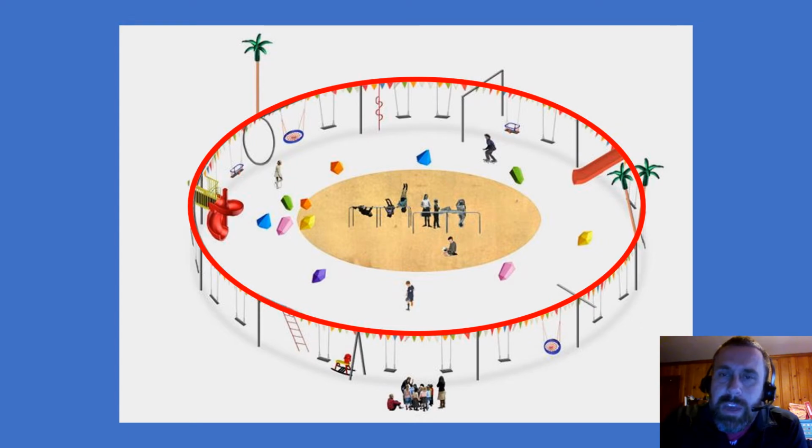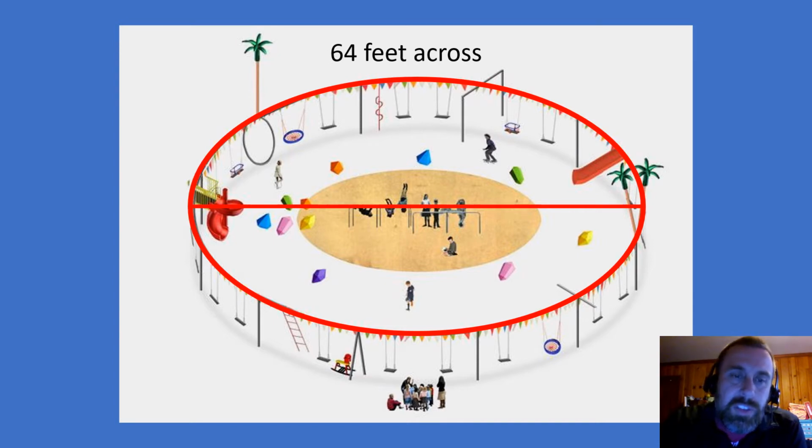But the other thing, when we're trying to find circumference, we need to find this part. Do you guys remember what that one is? That's right, that's the diameter. Now, in this case, the diameter of this circular playground set is 64 feet. And that's going to be very important when we move on to our next step.